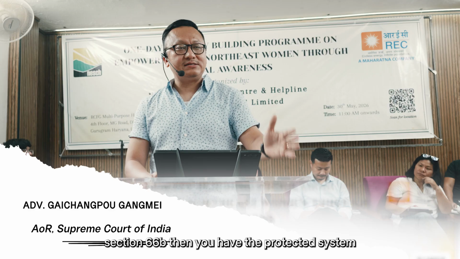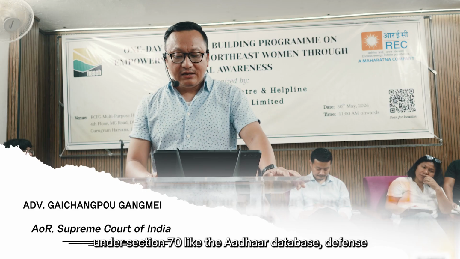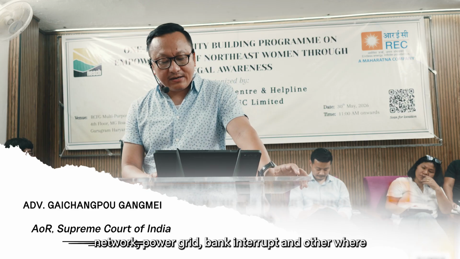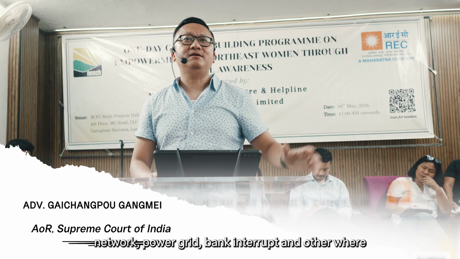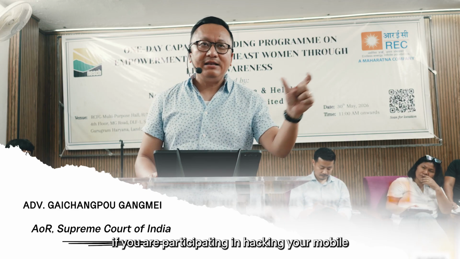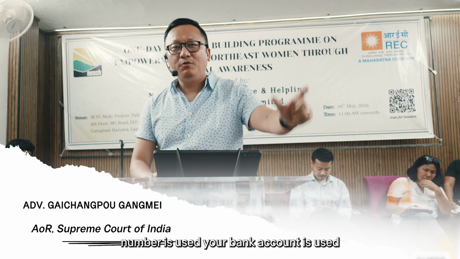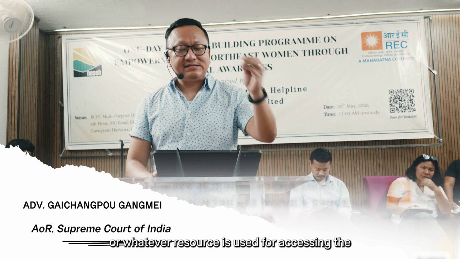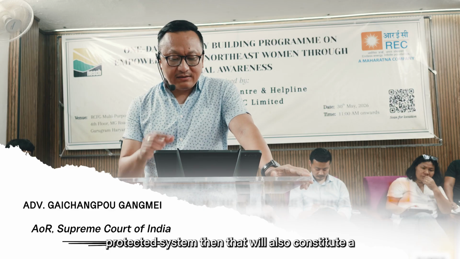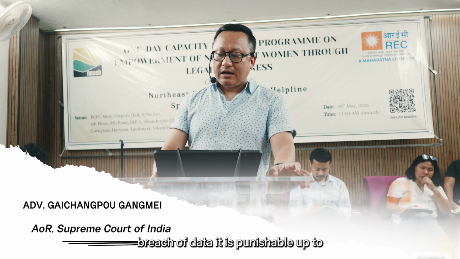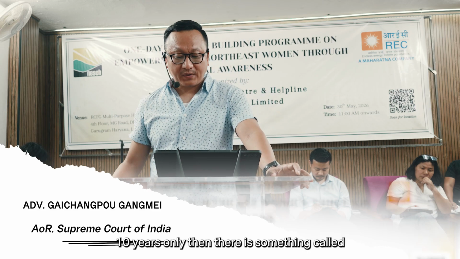Then you have the protected system under Section 70, like the AoR database, defense network, power grid, banking infra, and others, where if you are participating in hacking, your mobile number is used, your bank account is used, or whatever resource is used for accessing the protected system, then that will also constitute a breach of data. It is punishable up to 10 years only.